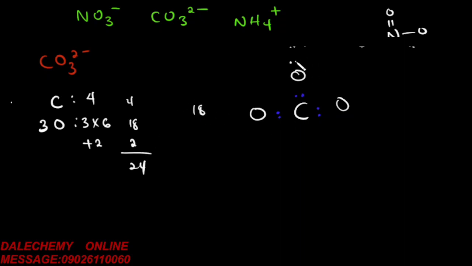So you give them 6 from 18, that remains 12. Still complete this one too, 6, another one, so that remains 6. Then you use the remaining 6 to complete the last oxygen. Don't forget, these oxygens have completed their octet. Only the carbon has not completed its octet.